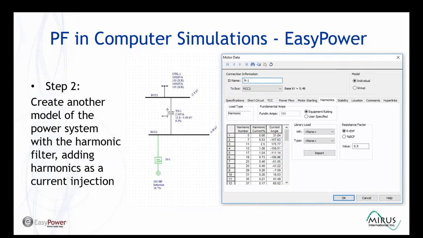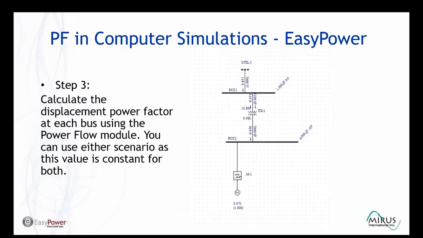For our comparison, a second power system model is created using the harmonic current spectrum when a wide spectrum harmonic filter is applied. Then step 3 is to calculate the displacement power factor at each bus using the power flow module. So you can see here when we run this with a pure nonlinear load, the power factor is 0.998, so essentially unity. There is no displacement of the current relative to the voltage.